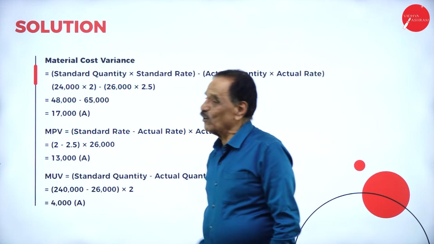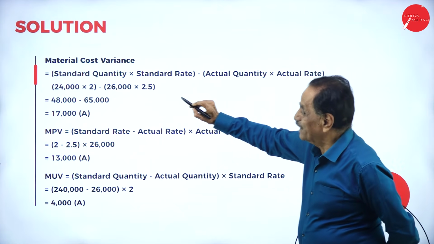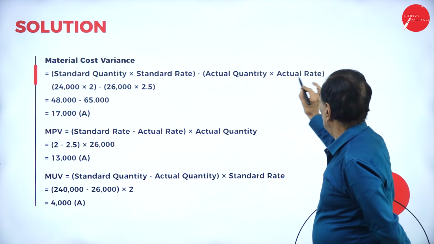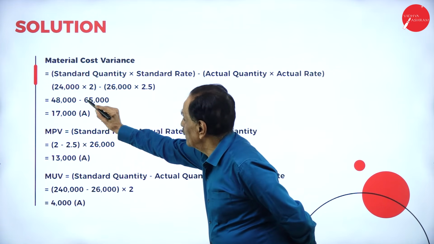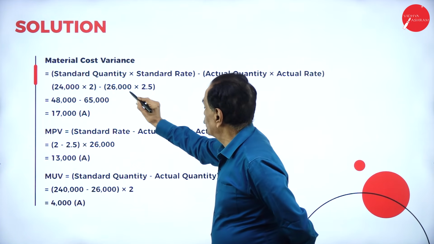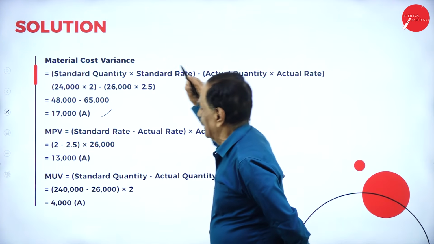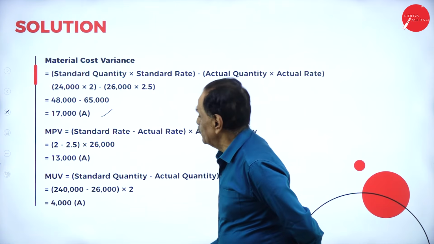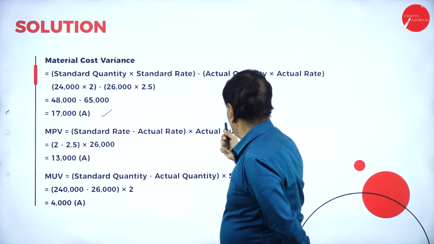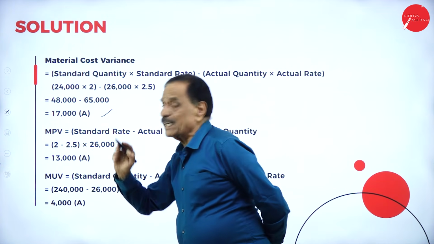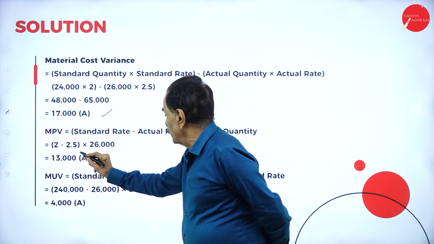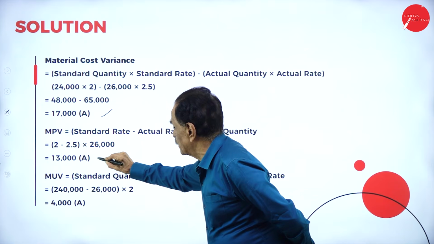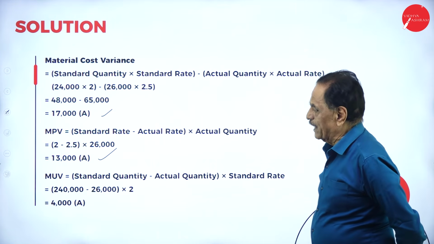So material cost variance is nothing but standard quantity into standard rate minus actual quantity into actual rate. 24,000 into 2 minus 26,000 into 2.5, an adverse balance of 17,000. Then material price variance: standard rate minus actual rate into actual quantity. Your standard rate is 2, your actual rate is 2.5. So 0.5 into 26,000, 13,000 adverse balance.